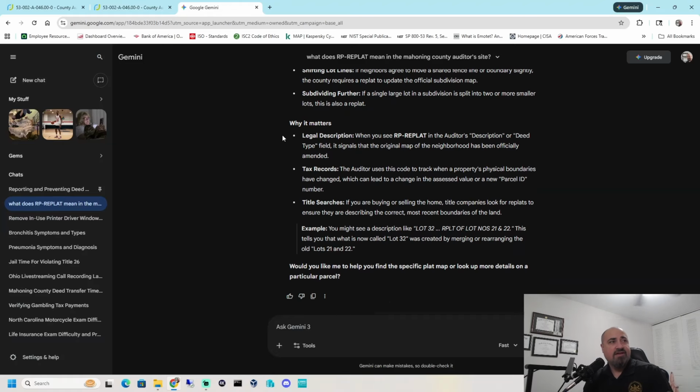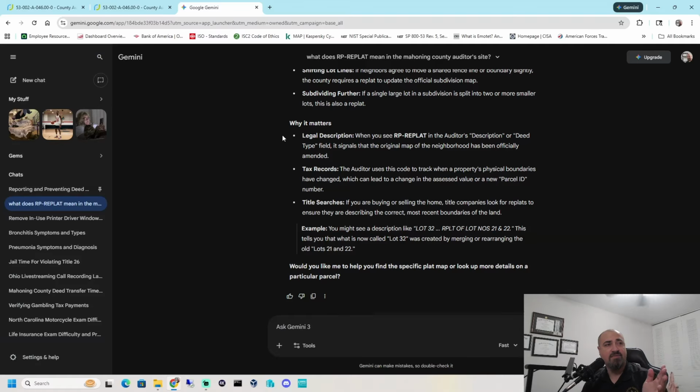So why does it matter? It's a legal description. You'll see RP, replat, auto description, deed, field type. It signals that the original map of the neighborhood has been officially amended. Then tax records. The auditor uses this code to track when the property's physical boundaries changed, which can lead to a change in the assessed value or a new parcel ID number, which it didn't change. So it's not that.